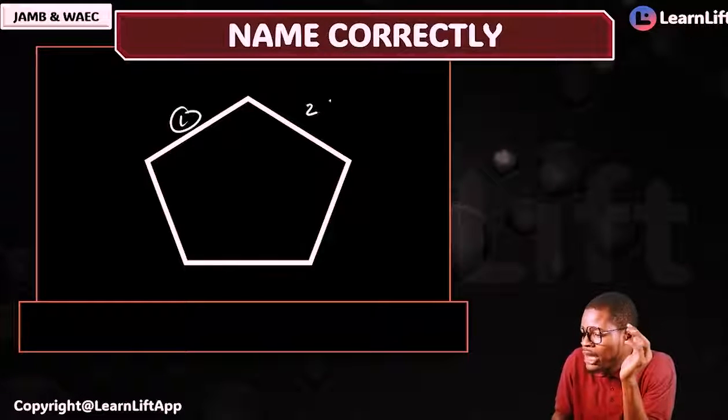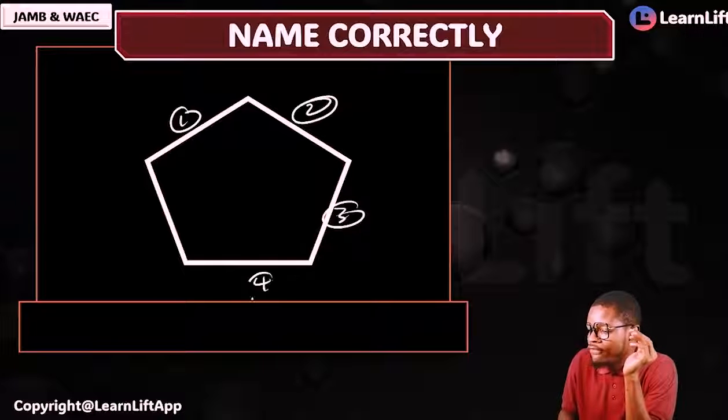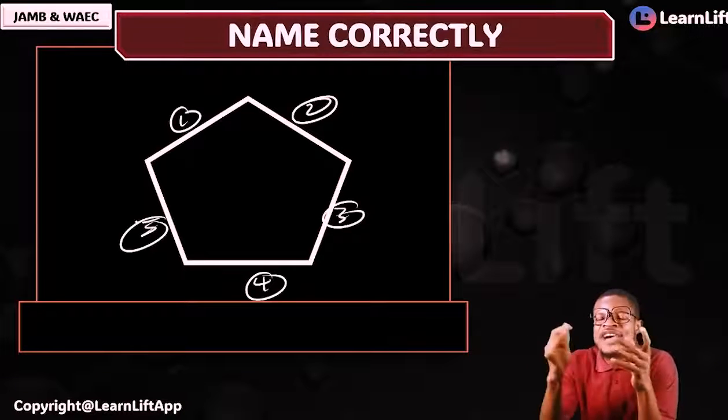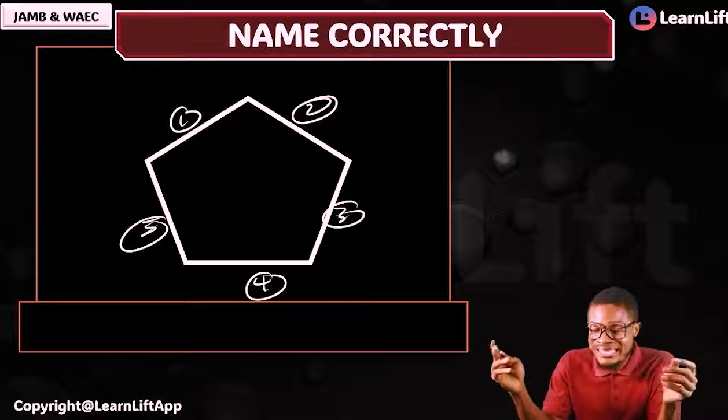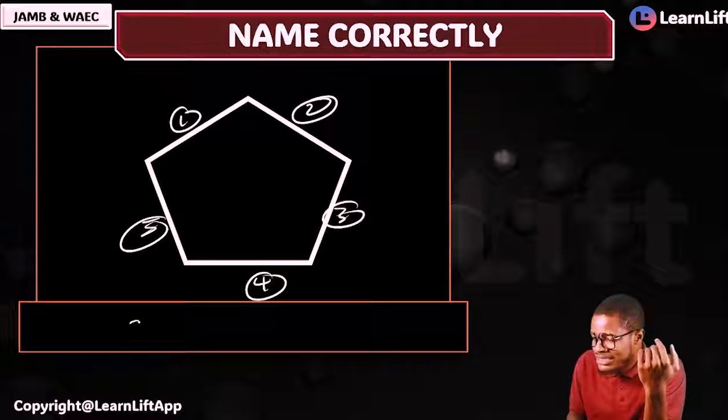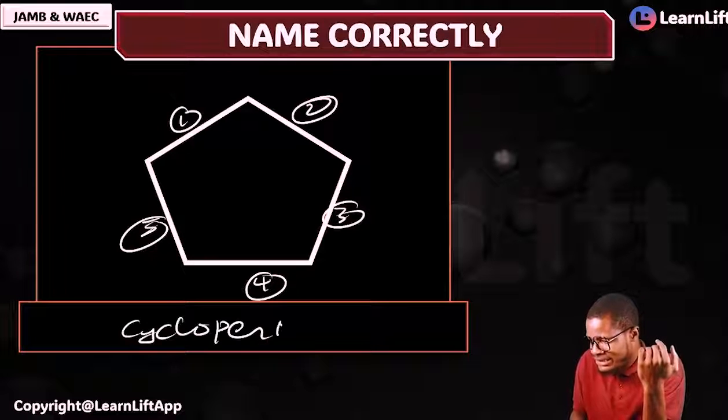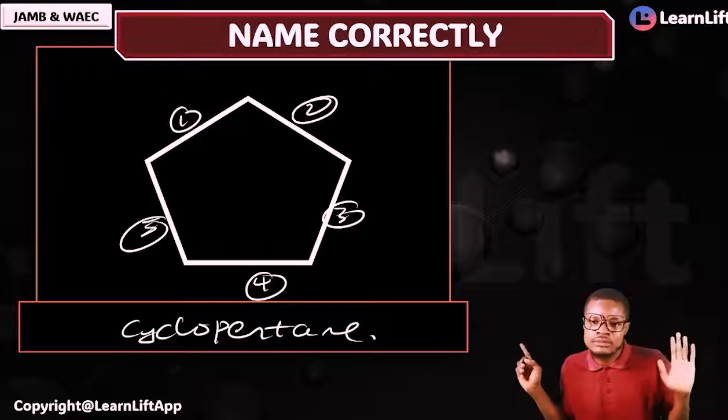Here is your 1, here is your 2, here is your 3, here is your 4, here is your 5. If you have 5 sides, it is pent. What is it called? Pent. So what's the name? The name is cyclopentane. Is the name cyclopentane.